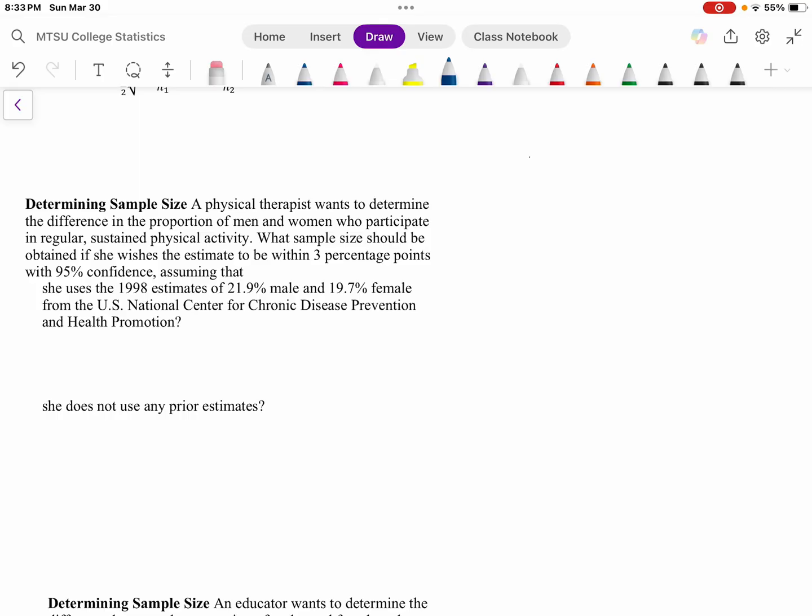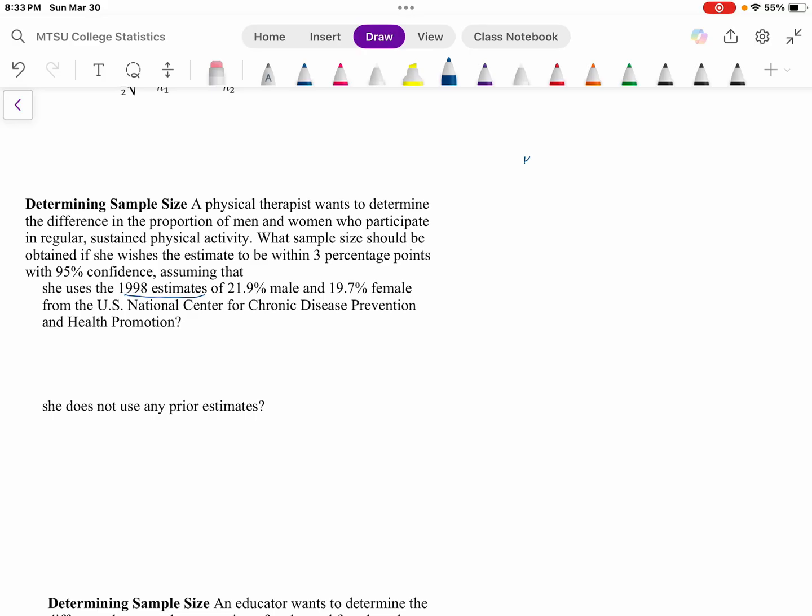It says a physical therapist wants to determine the difference in the proportion of men and women who participate in regular sustained physical activity. What sample size should be obtained if she wishes her estimate to be within 3 percentage points with a 95% confidence interval. Now, assuming she uses the 1998 estimates, what would be the minimum sample size?